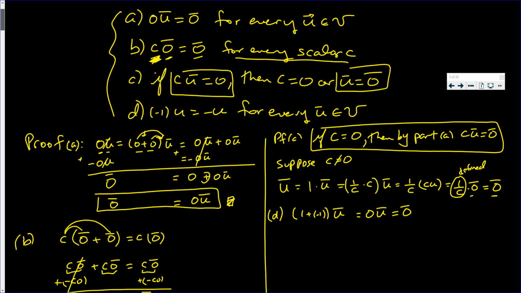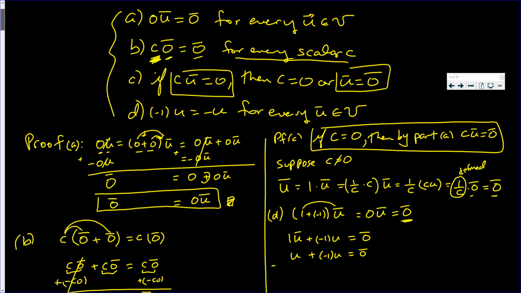Now let's distribute. We get 1 times u plus negative 1 times u. And this is still equal to the 0 vector. But we know that 1 times u is u. So u plus negative 1u is equal to the 0 vector.